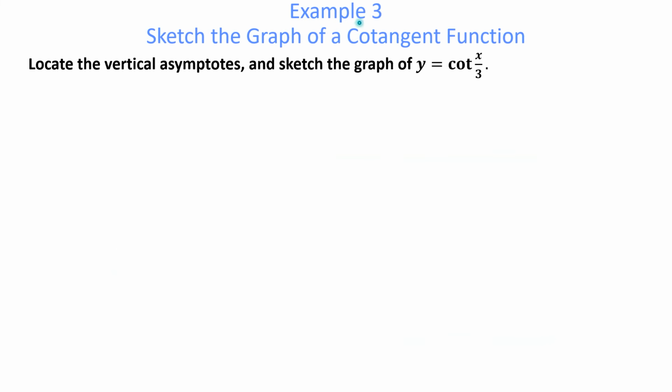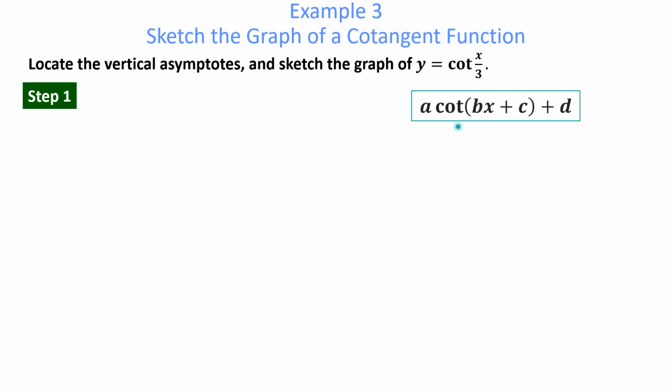So in example 3, we'll be sketching the graph of a cotangent function. We're asked to locate the vertical asymptotes and sketch the graph of y equals cotangent of x over 3. For step 1, like the previous one, we'll be working out the period. But before we do that, we want the general form of a cotangent function, which is what we have here.